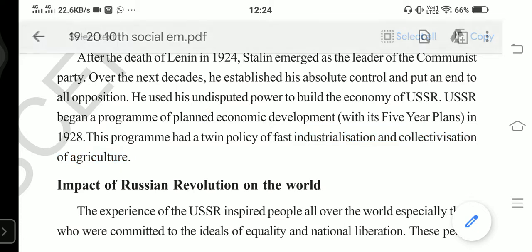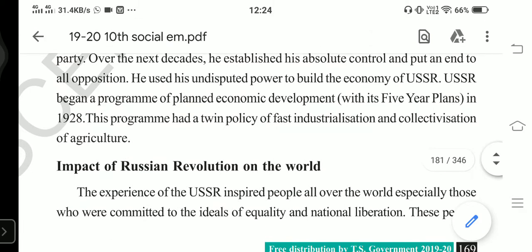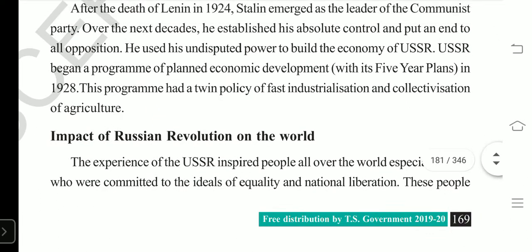So during this Stalin period, Russia achieved great progress, developing in industries and also in agriculture. See, fast industrialization is very essential for the economic development of a nation. So they gave importance to fast industrialization. Many industries were set up.